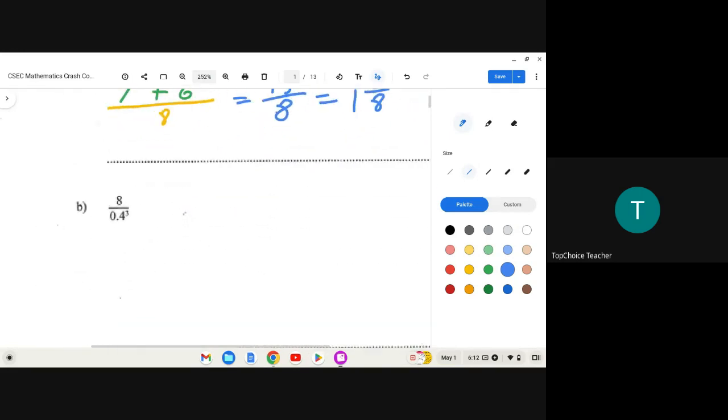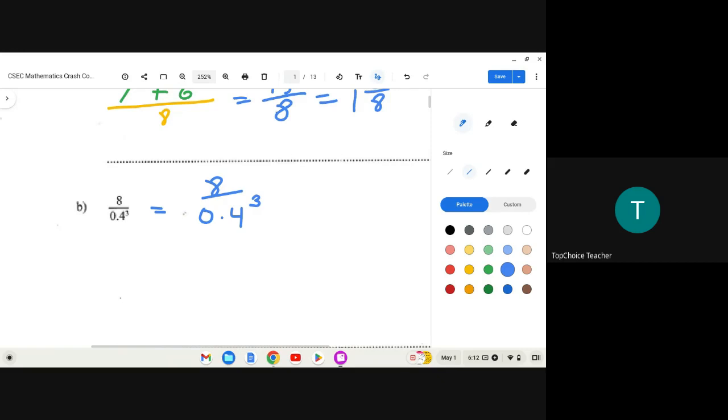I know the question is a little bit blurry here, but I'll write it over. This one is 8 over 0.4 to the power of 3. Now, honestly, just use your calculator for this one. All right, so you all who have your calculator, take your calculators and try to see what you're going to get if you input this into your calculator.